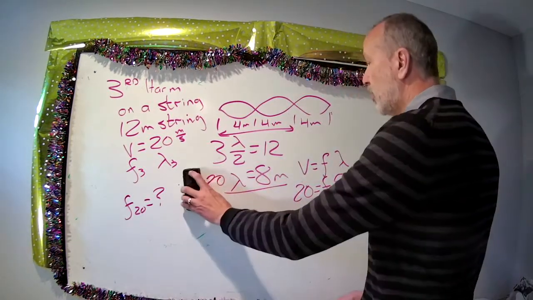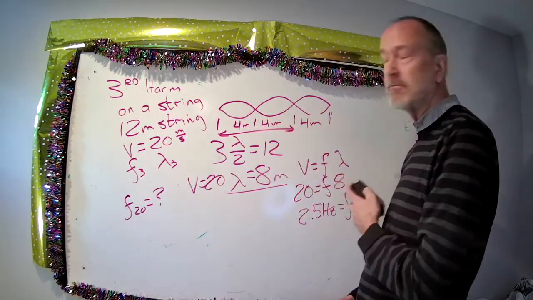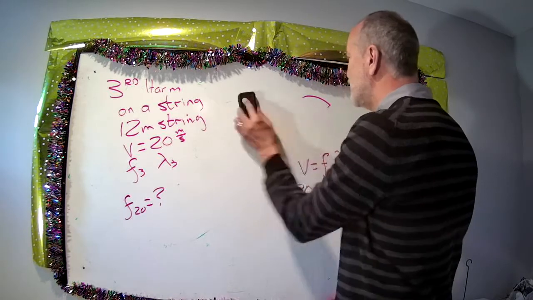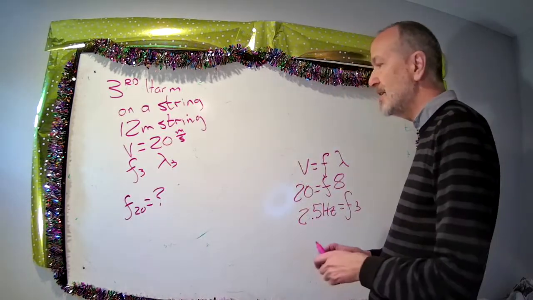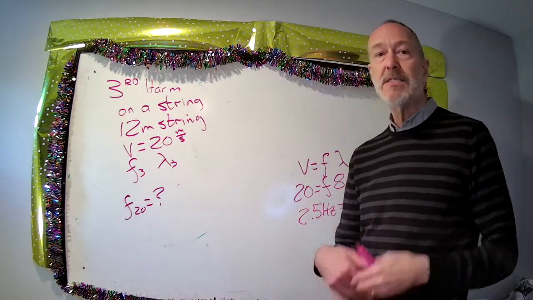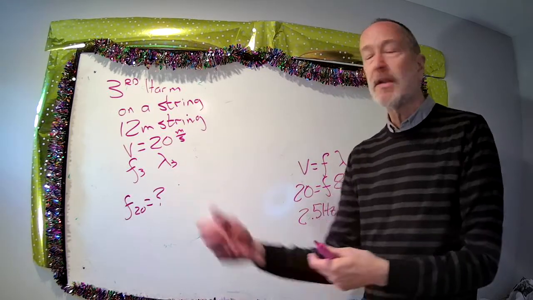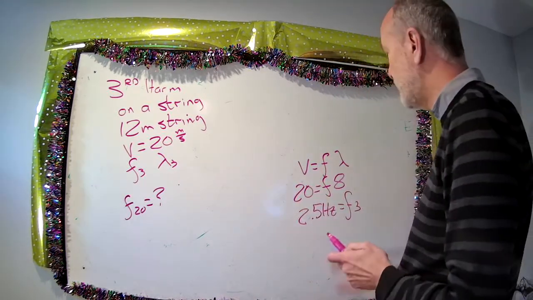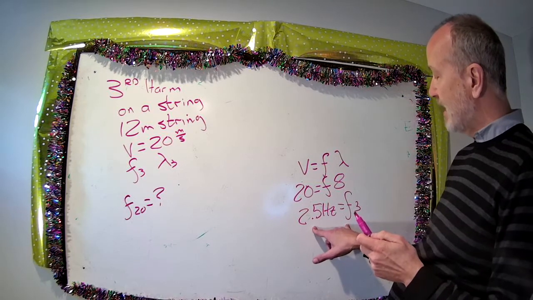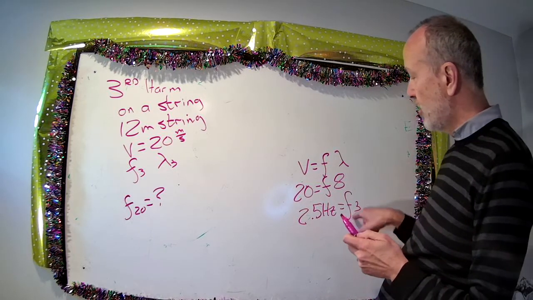To do that looks like a hard problem. Yeah, you could draw 20, right? You could draw 20 of those loops. But an easier way to do it is this. Remember, the 20th harmonic is a multiple of that fundamental frequency. It's 20 times the fundamental frequency. Well, this is 3 times, right? The third harmonic is 2.5.